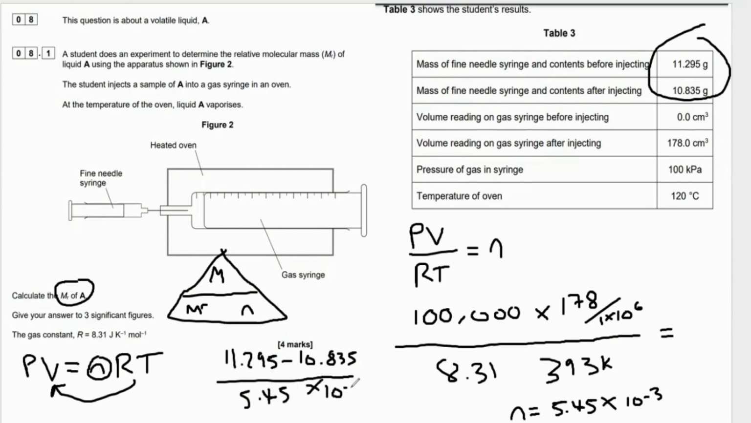And that is going to give us our lovely jubbly MR, roughly 84.4. Remember 3 significant figures, and that is our MR. 5 marks. Boom! Or 4 marks.